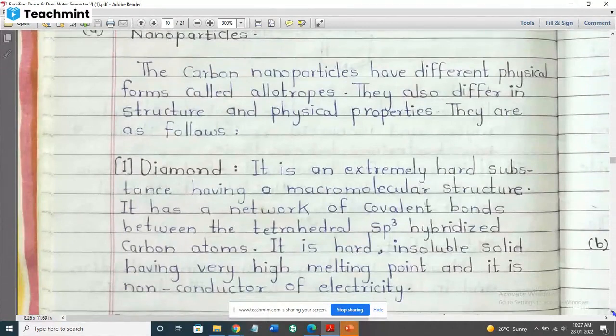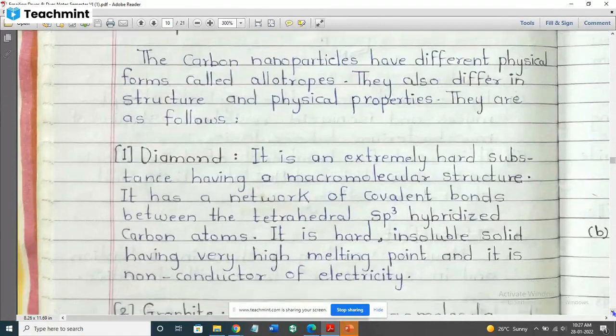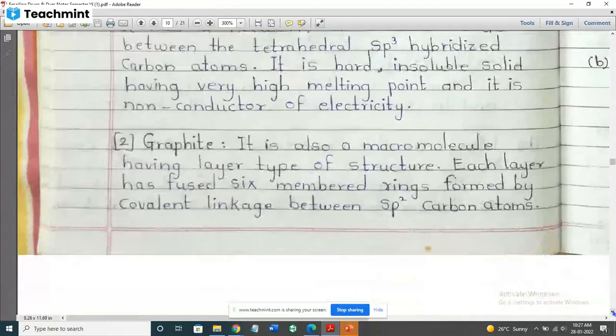Diamond is an extremely hard substance having a macromolecular structure. It is very difficult to cut diamond. It has a network of covalent bonds between tetrahedral sp3 hybridized carbon atoms. It is an insoluble solid with a very high melting point and is a non-conductor of electricity. Next is graphite.